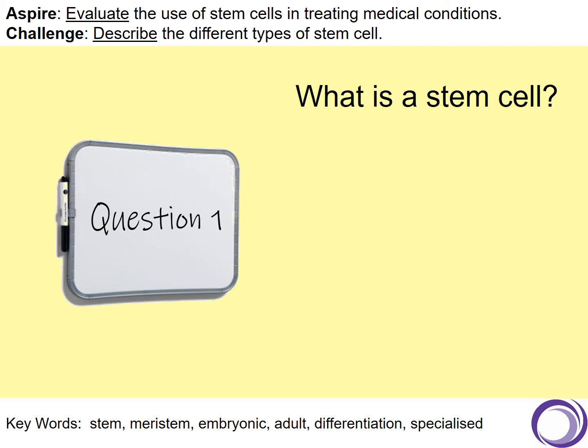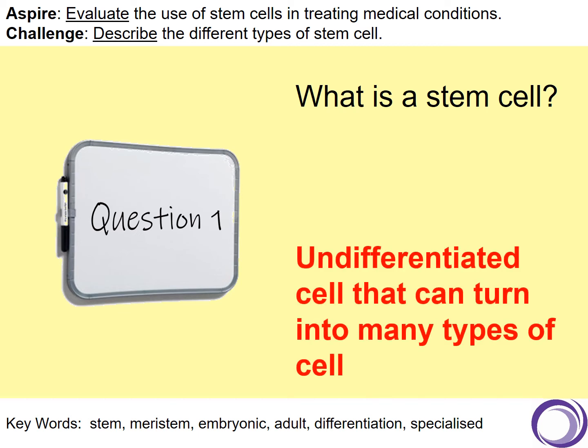So quick 5 questions, just straight off in your head or on a whiteboard or in your book. What is a stem cell? I'm not going to give you long for this. 10 seconds and then I'm going to answer it. Done. So it's an undifferentiated cell, 1 mark, that can turn into many different types of cell. Unless, of course, it's an adult stem cell, remember.